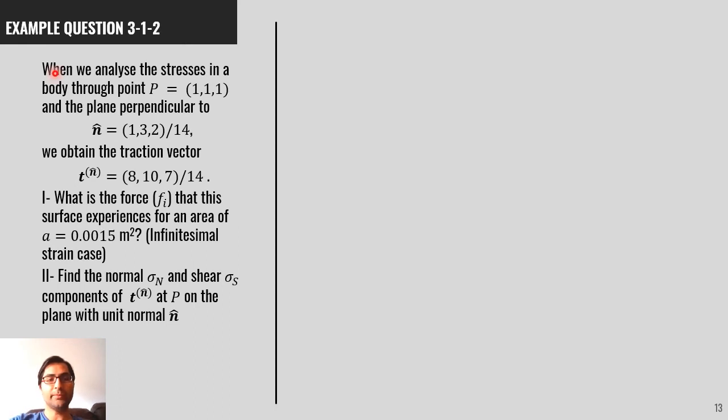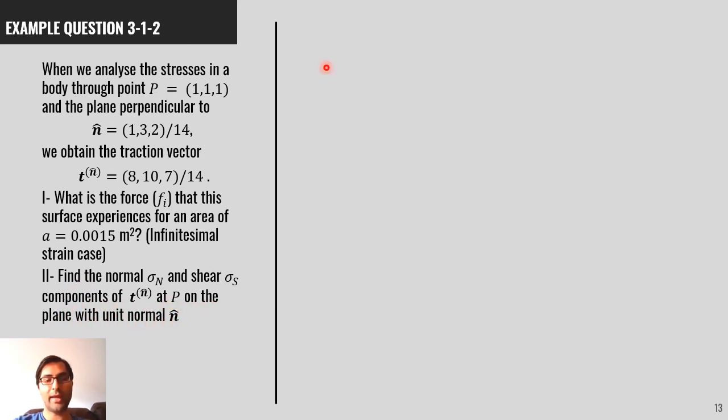Here is an example. It asks, when we analyze the stress in a body through point P (1, 1, 1) and the plane perpendicular to the vector (1, 3, 2) divided by root 14, we obtain the traction vector T equal to (8, 10, 7) divided by 14. First, what is the force F that this surface experiences for an area of 0.0015 square meter? And second, find the normal and shear components of the traction vector at P on the plane with unit normal N.